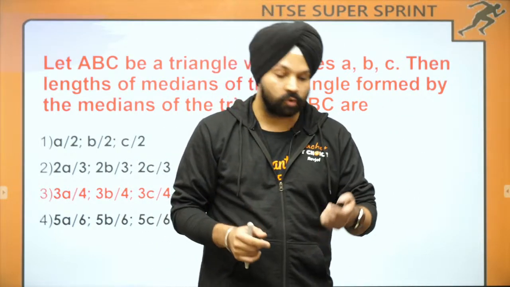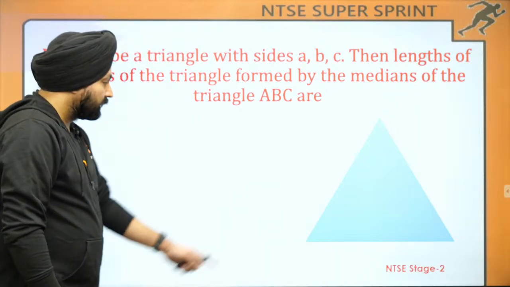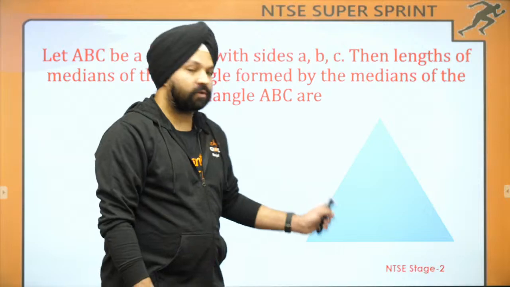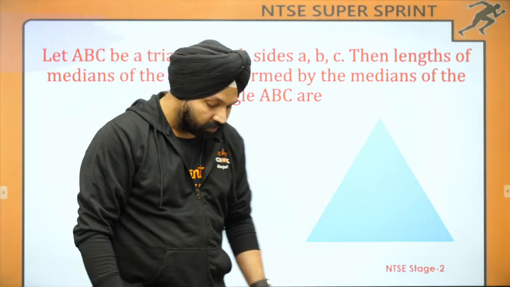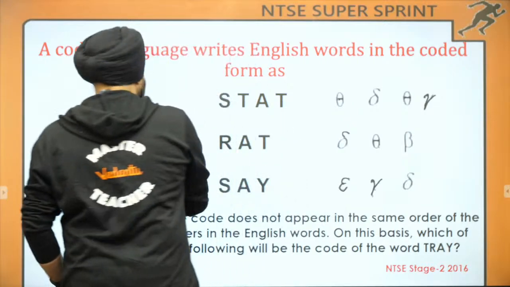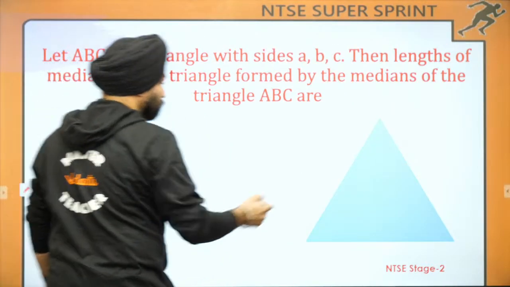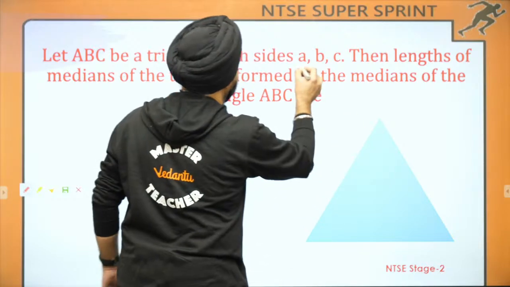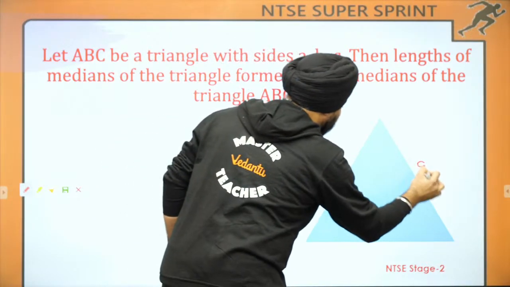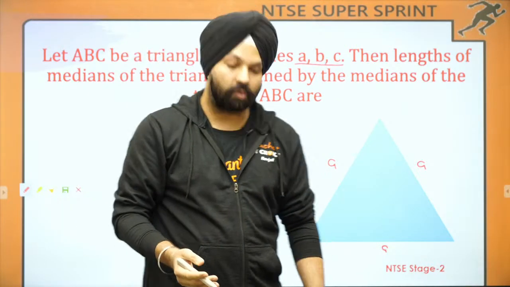The question is why so? So let's explore this question. Yes, it is an NTSE stage 2 question, as mentioned over here. What I'm doing over here is I've drawn an equilateral triangle to explain, right? He says the sides of this triangle are a, b, c, but I am assuming these sides to be a and a. Why so? Because it's an equilateral triangle, so b and c are also equal to a.